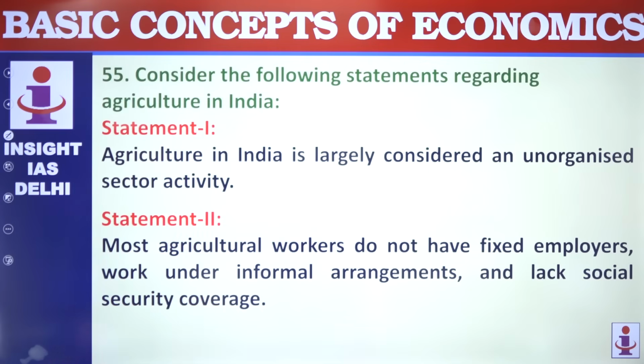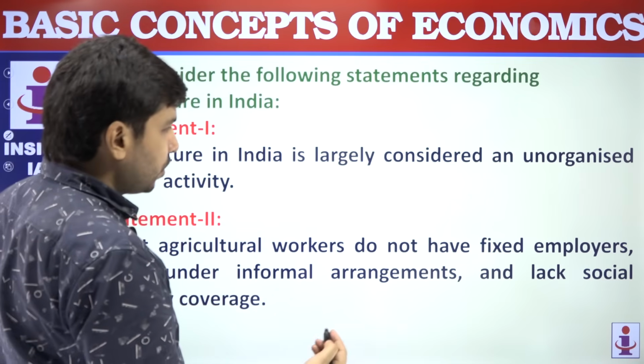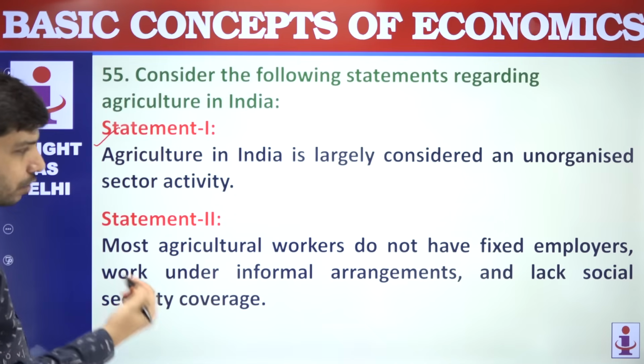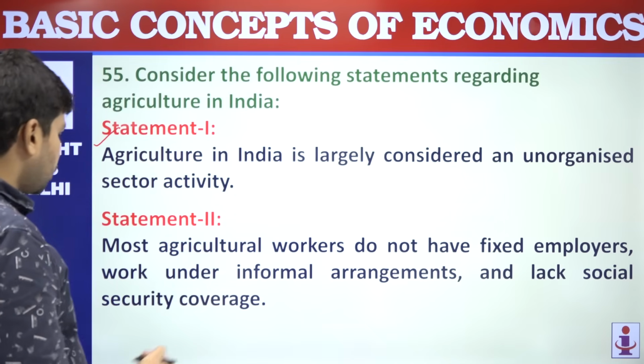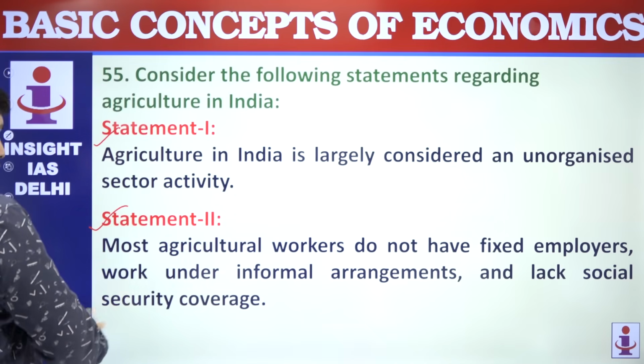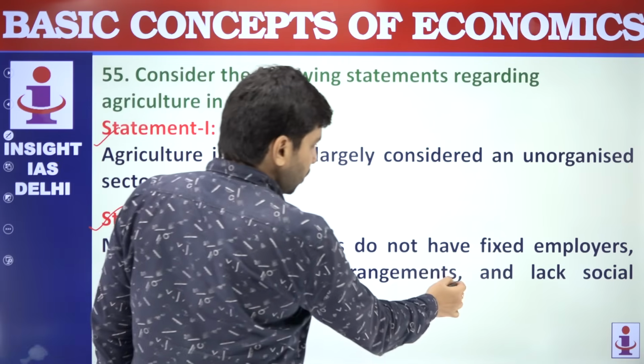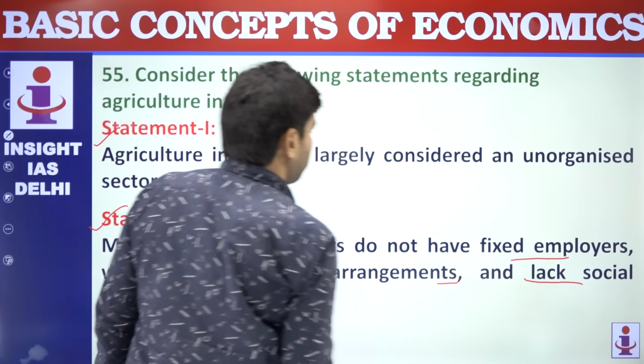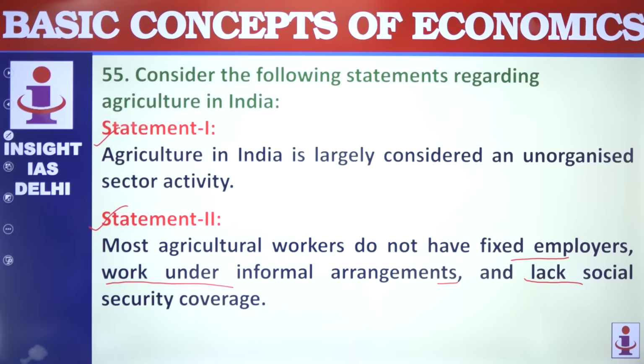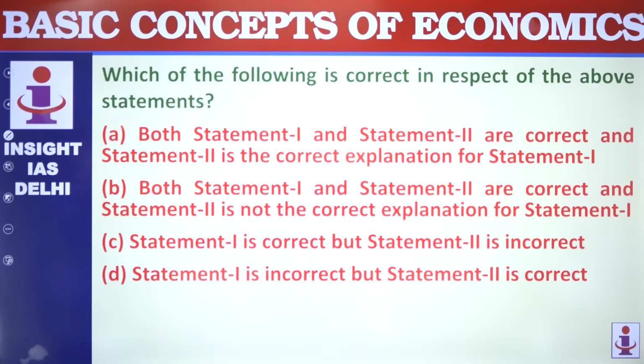Agriculture in India is largely considered an unorganized sector activity. Yes, correct. Most agricultural workers do not have fixed employers, work under informal arrangements, and lack social security coverage. These are actually features of unorganized sectors. So, why is agriculture considered an unorganized activity? This correctly defines it. So option A will be the correct answer.